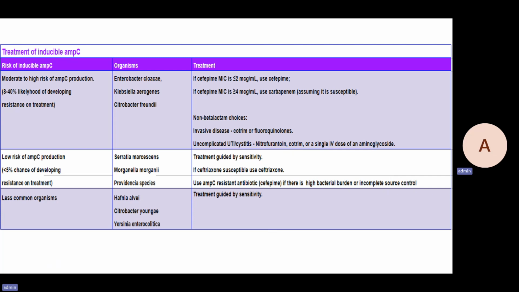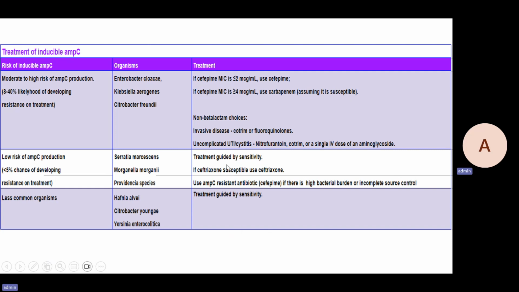This is our last slide. This is the treatment of AmpC. Now, I wouldn't go into the detail of the treatment. This is based on the likelihood of AmpC production, and the treatment is given. Here, we do not usually have cefepime in the UK commonly. You can probably get it, but with much difficulty. We tend to use carbapenem in that case or some sort of non-beta-lactam.